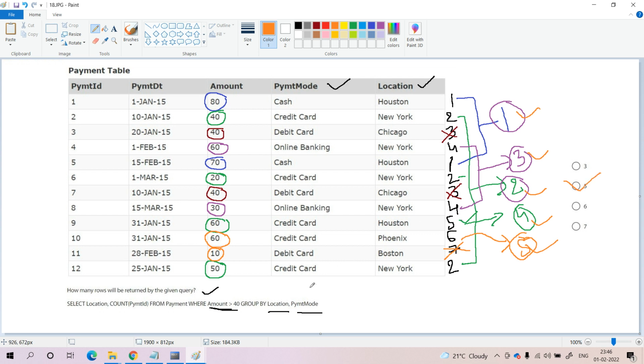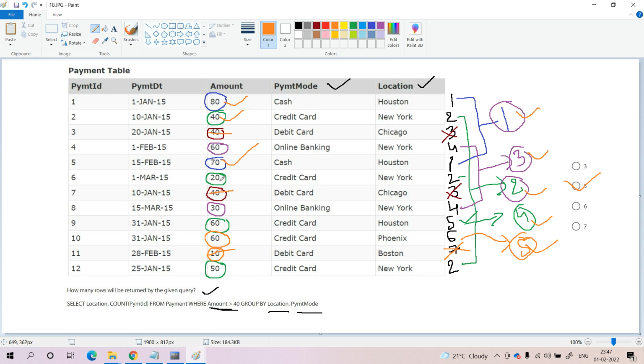Why? Because by grouping together location and payment mode, we have formed 7 groups. Out of the 7 groups, the group 3 amount is less than 40. In group 3, none of the records has an amount greater than 40, so we are eliminating group 3. And in group 7 also, none of the records has an amount greater than 40, that's why we are eliminating group 7 also. From the remaining groups, in group 1 the amount is greater than 70, so we are considering it.